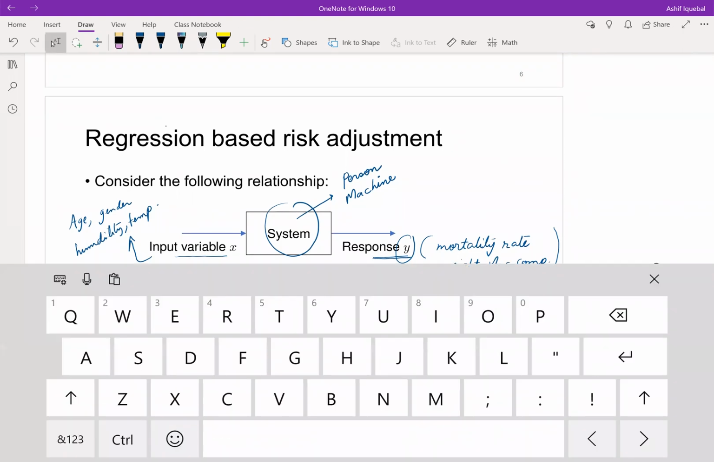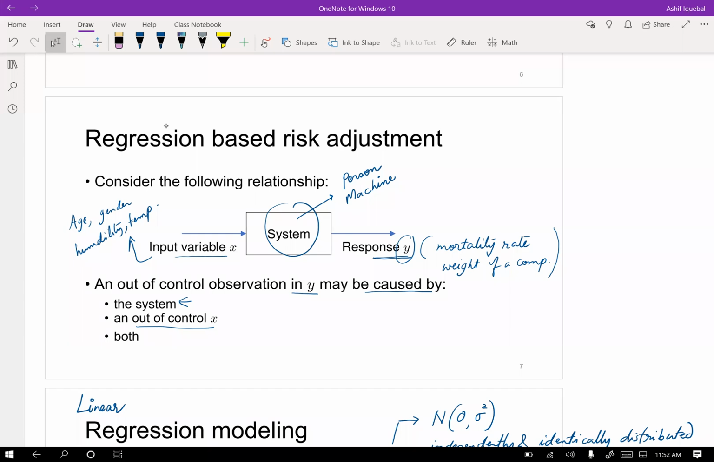I told you here that if there is an out of control point in the response Y, this may happen because of the system, or because there is an out of control X, or because there's something wrong with both of them. The system is basically your Z that we just calculated, right? Your X is already available to you, right? So now, instead of constructing a control chart for Y, we will construct 2 control charts. The first one will be for Z, which will represent your system, and the second will be for X, which will represent your inputs. Okay.